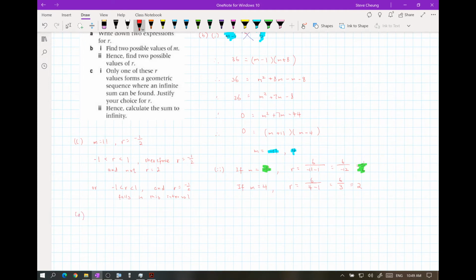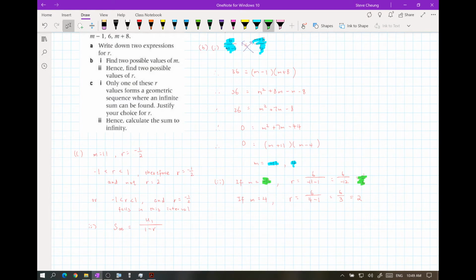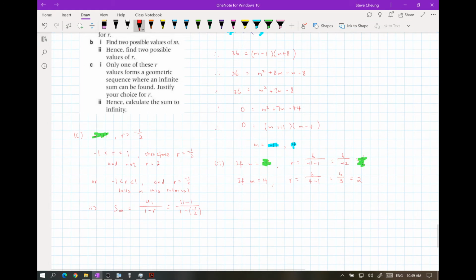And for, oh, not D, I. Hence, calculate the sum to infinity. So go ahead and just use the formula, U1 over 1 minus R. But what is U1? Well, U1 is actually m minus 1. So remember, m is 11. So this is 10 over 1 minus -1/2, which is 10 over 3 over 2, which should be 20 over 3.